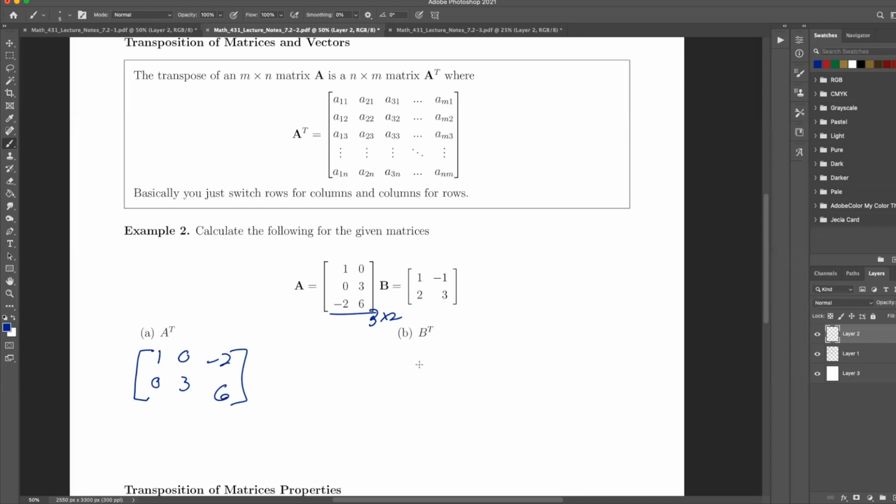Okay, so that's the transposition there. For B of T, it'll be the same thing. The first row becomes the first column. The second row becomes the second column. And so that's the transposition of this. Okay, so these are transpose.